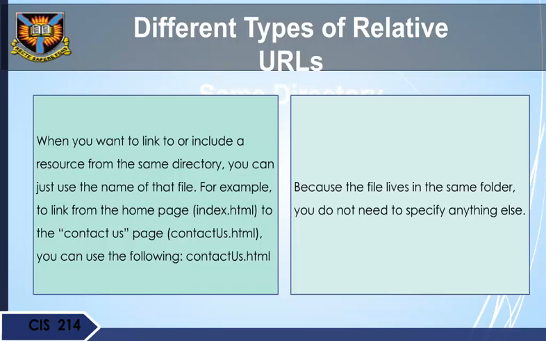Different types of relative URLs: same directory. When you want to link to or include a resource from the same directory, you can just use the name of that file. For example, to link from the home page index.html to the contact us page contactus.html, you can use the following: contactus.html. Because the file lives in the same folder, you do not need to specify anything else.